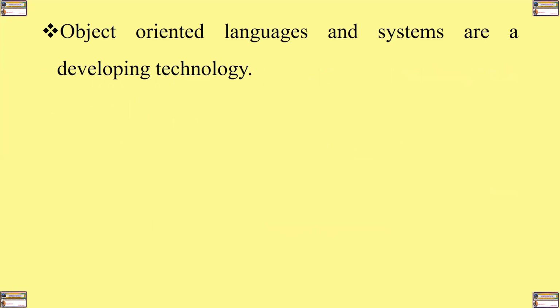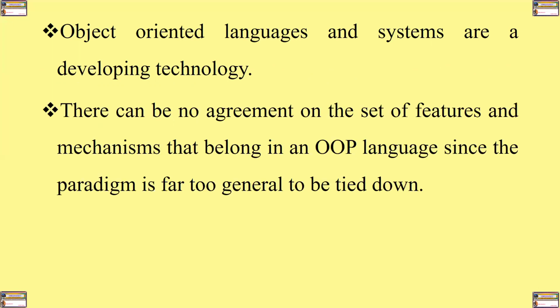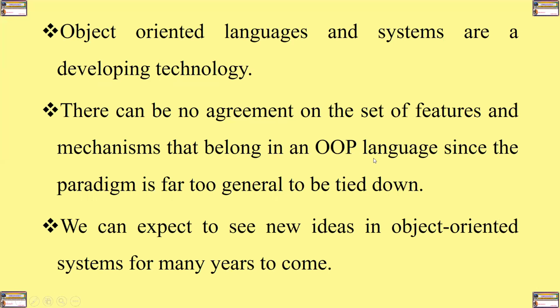larger systems. Object-oriented languages and systems are a developing technology. There can be no agreement on the set of features and mechanisms that belong in an object-oriented programming language, since the paradigm is far too general to be tied down. We can expect to see new ideas in object-oriented programming systems for many years to come.